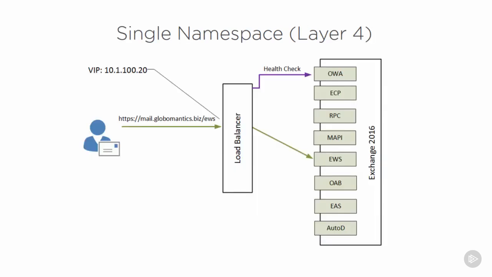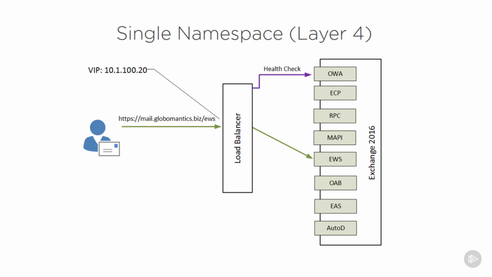Here are some examples of how layer 4 and layer 7 come into play with the load balancing. This is a single namespace layer 4 load balancing scenario. So all of the client access namespaces are configured to mail.globomantics.biz, and that resolves to a virtual IP that is hosted by the load balancer. If the client is making an Exchange Web Services request, well, the load balancer will simply send that traffic to the Exchange server, and the EWS virtual directory will do its job.